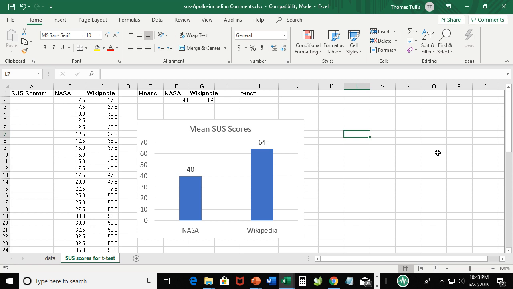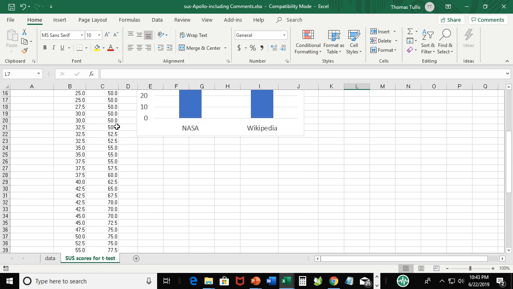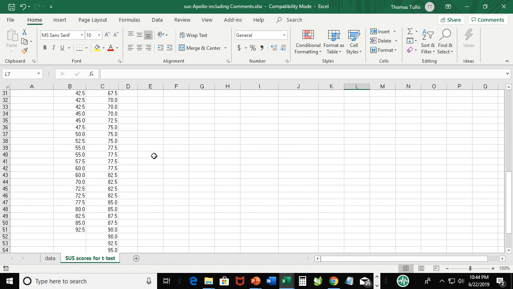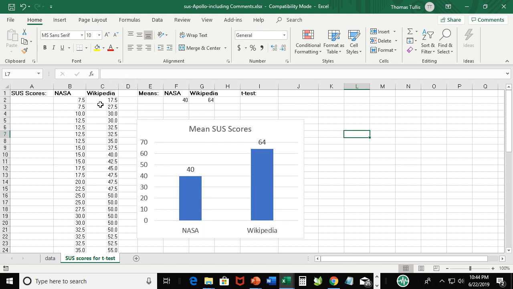Demonstration of doing a t-test in Excel. The data that we have here are the SUS scores, System Usability Scale scores, for a study in which we had people use either the NASA site of information about the Apollo space program or the Wikipedia site about the same Apollo space program. And the numbers that you see here are the SUS scores that the individuals gave to each of those sites. And here are the means that you see for those.